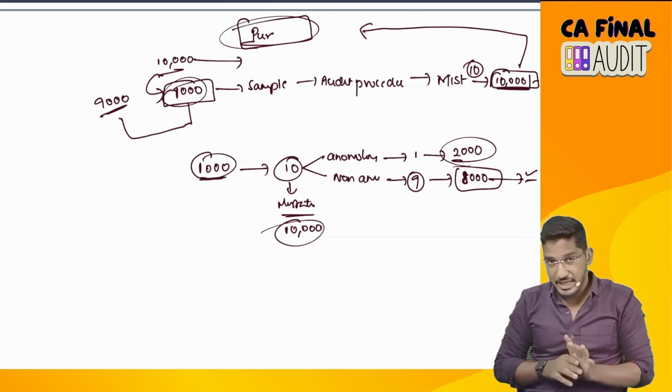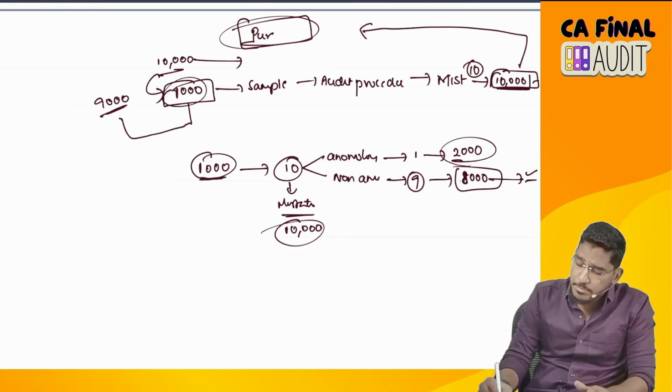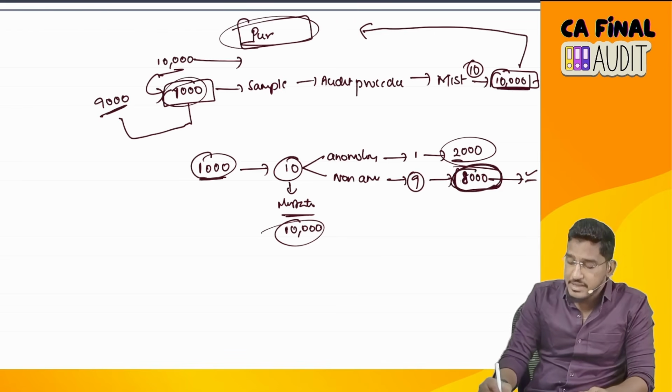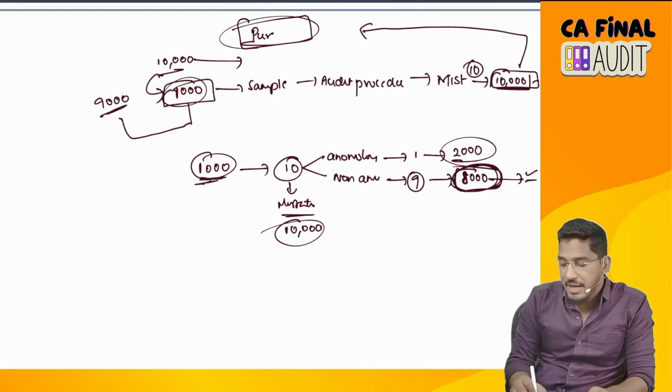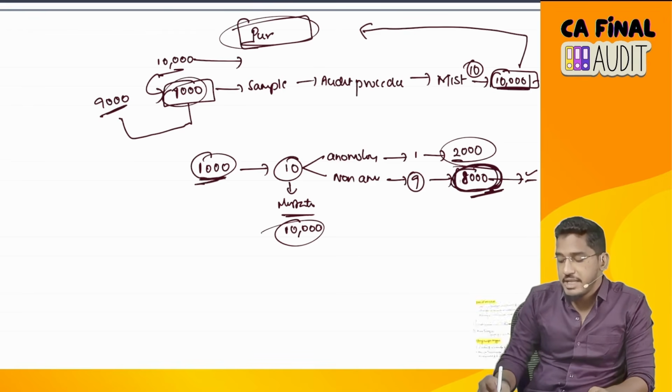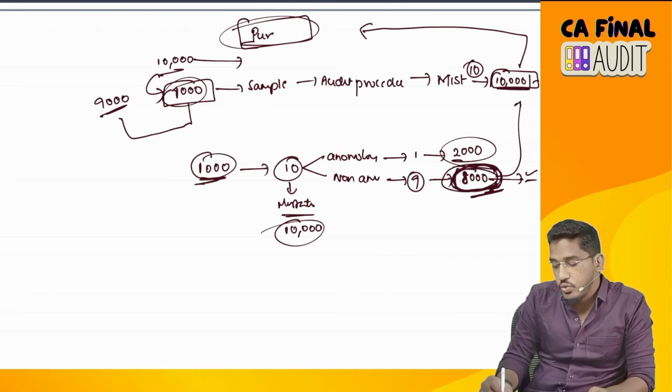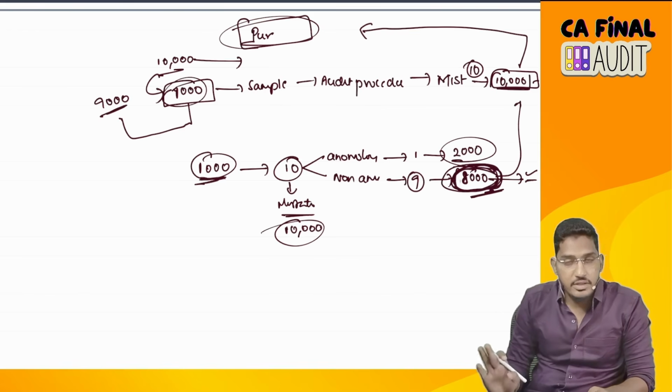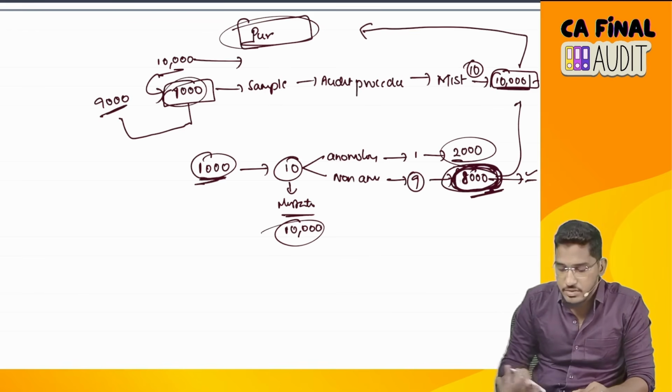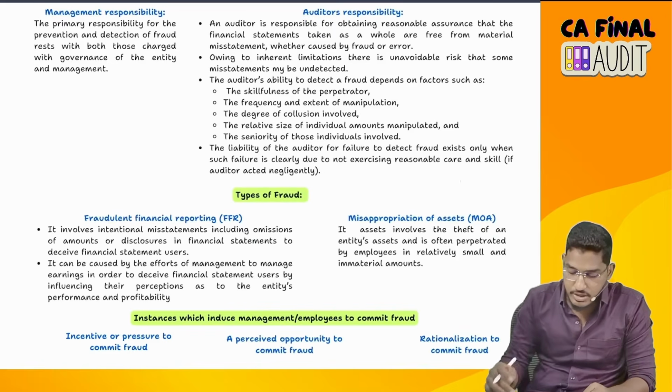It will not happen again and again. So you have to do the projection only for anomalous misstatement. That means if in my sample I am able to find 8000 worth of non-anomalous misstatement, how much misstatement could be there in my entire population? Projection I have to do only for 8000, not for the 2000. Understood? So this is what regarding projection.